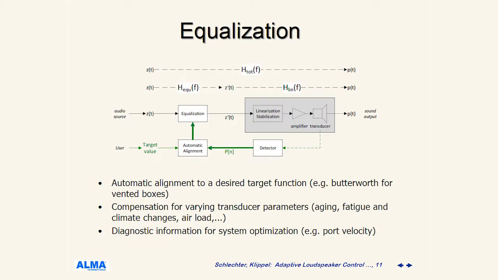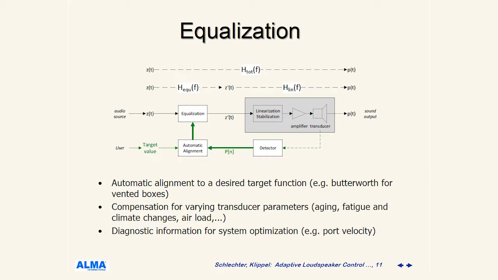Here's a short look at how we think an automatic system alignment can look like. So we start with our audio input, and we would like to have a certain transfer function between the audio input and the produced sound pressure by the loudspeaker. For instance, we'd like to have a 50 hertz cutoff frequency and some Q factor, and to assure that the total transfer function looks always the same.